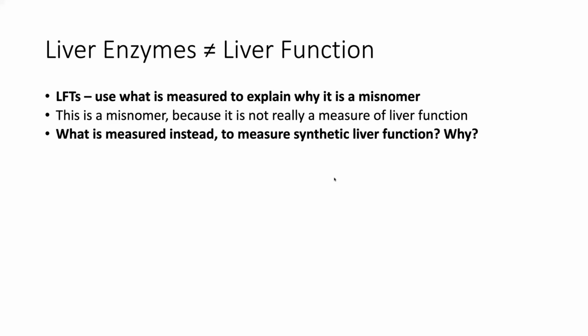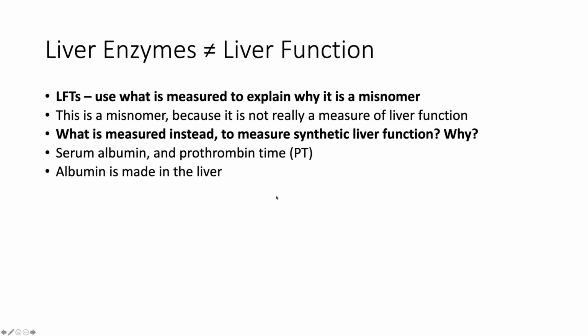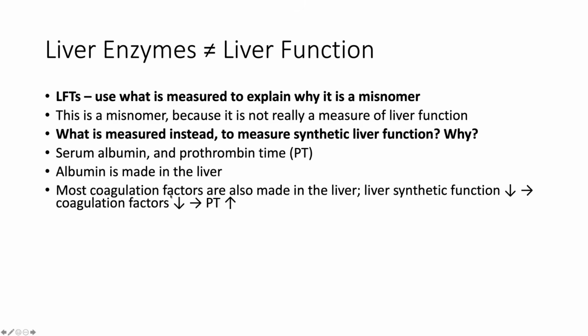Great. And then Rosa, what's the other one? I said albumin. Yep, you got it. Yes, exactly. So those two are the major ones. Albumin is one, and then PT is the other. So albumin is made in the liver, right? And most coagulation factors are also made in the liver. So if you have low synthetic function, your coagulation factors are going to go down, and so your PT is going to be elevated. So these are the ones that we actually use. If you want to test someone's synthetic function, the classic ones to measure are PT and serum albumin.